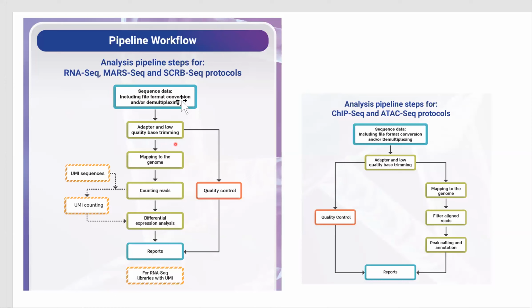So the pipeline for RNA-seq for transcriptome analysis starts by the cDNA sequences, trims the sequences, maps them to the genome, makes the count matrix, and computes the differentially expressed genes, ending with a comprehensive report containing also quality control information. We also support protocols in which UMI sequences are inserted.